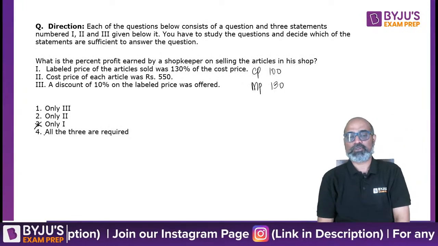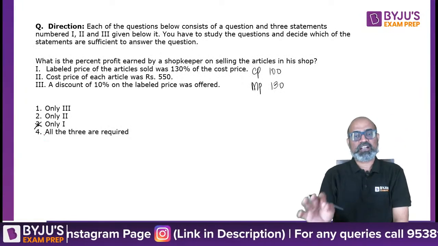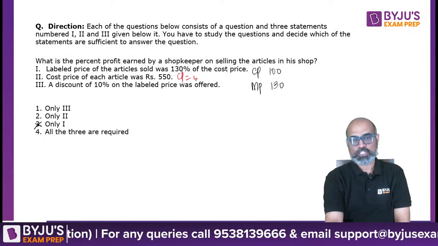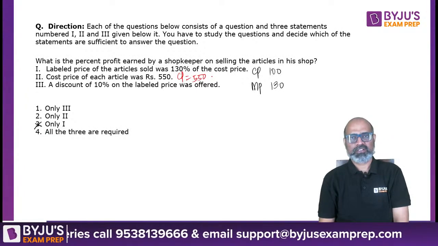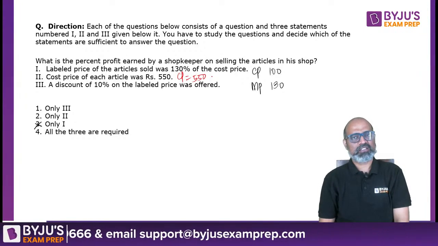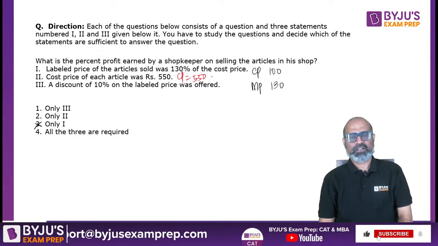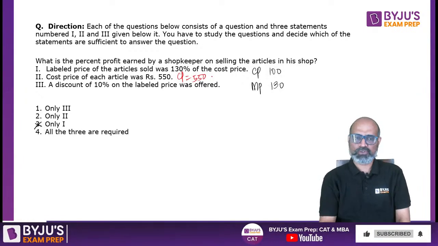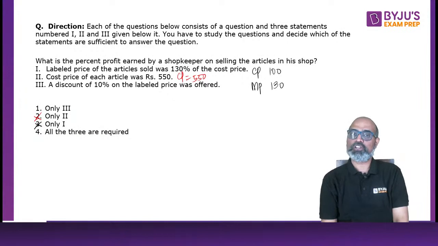Let's look at the second question. Cost price of each article was rupees 550. You are simply given the cost price of an article. उससे क्या कर लेंगे? Will we get the answer from that? No, selling price is not known. So only 2 will not help us solve it.